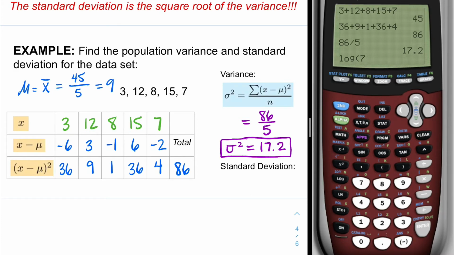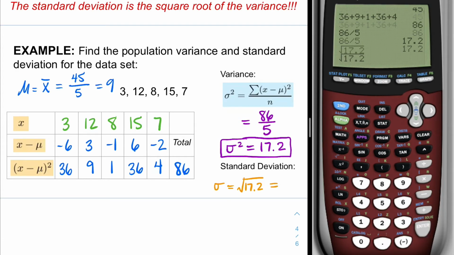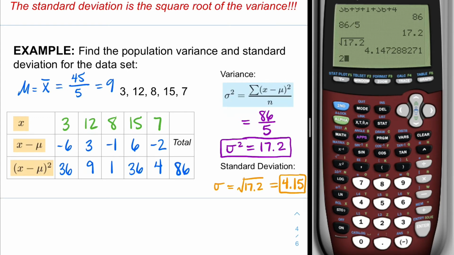Standard deviation is nothing but the square root of the variance. So here I have the square root of 17.2, and the square root of 17.2, excuse me, is 4.15. Okay, so of course we already know that the calculator can give us all of this information with no problem.